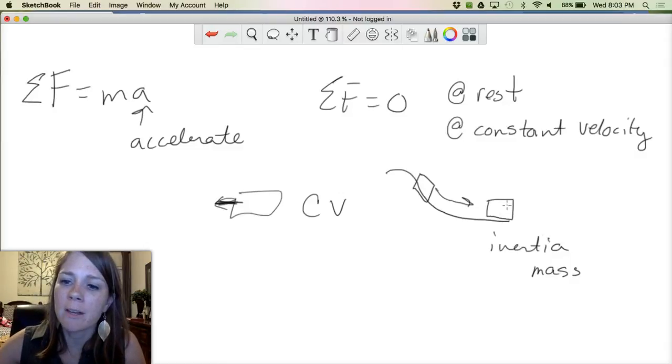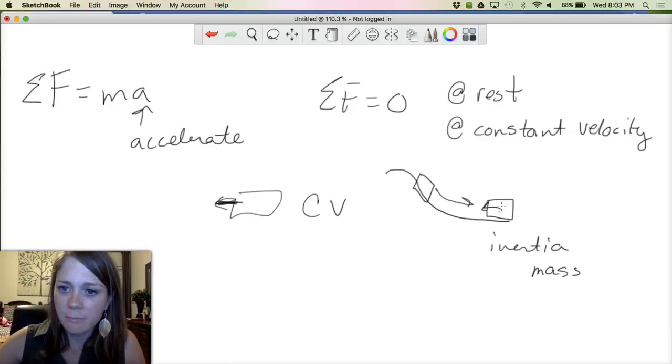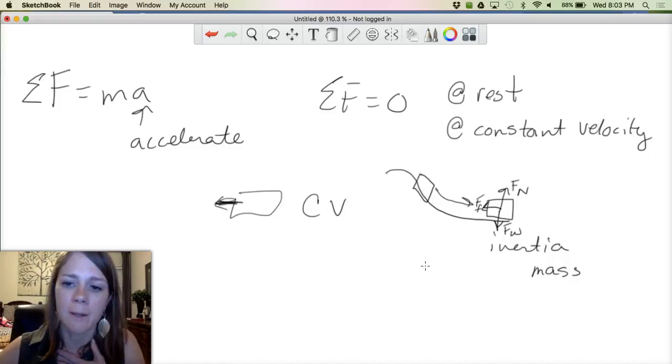But what happens here is that eventually this block or this sled slows down, and that's because there's a frictional force in the opposite direction that will slow it down. If that frictional force was not there, then that object would just keep moving all along. Of course, we also have the weight force, or the gravitational force. This is the frictional force. And then, of course, the normal force. So let's talk about those two forces really quickly.